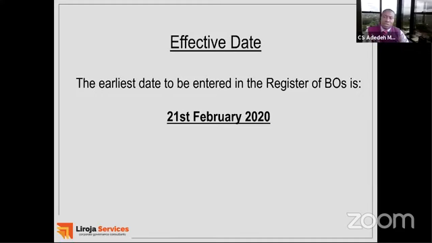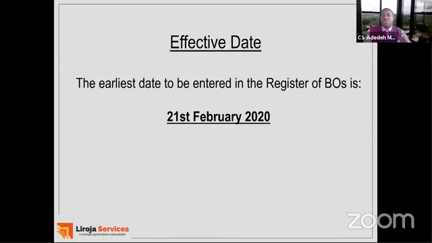So the requirement for BO disclosure crystallized when the BO regulations were gazetted. And they were gazetted on the 21st of February 2020, and that then becomes the effective date for companies that were in existence as of that date. If you are registering your company today, then today is the effective date. If the transfer of shares or allotment happened after 21st of February, then the date of that transaction that crystallized interest in the company becomes the effective date.